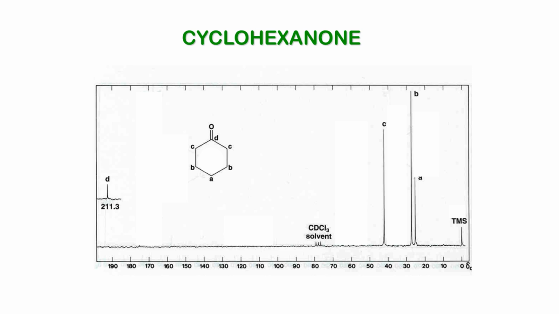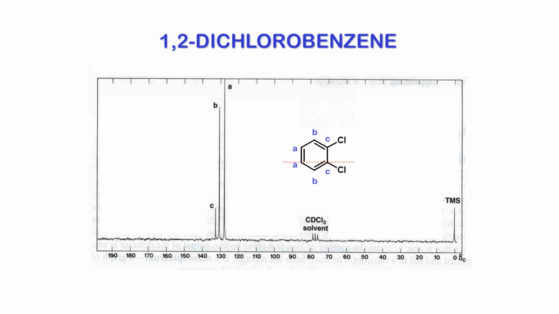Cyclohexanone features a carbonyl group, which causes a downfield shift in the carbon signals. The carbonyl carbon appears at a much lower field compared to the other carbons in the ring. Here we have 1,2-dichlorobenzene. The two chlorine atoms on the benzene ring cause shifts in the aromatic carbon signals, resulting in distinct peaks for each carbon in the ring.